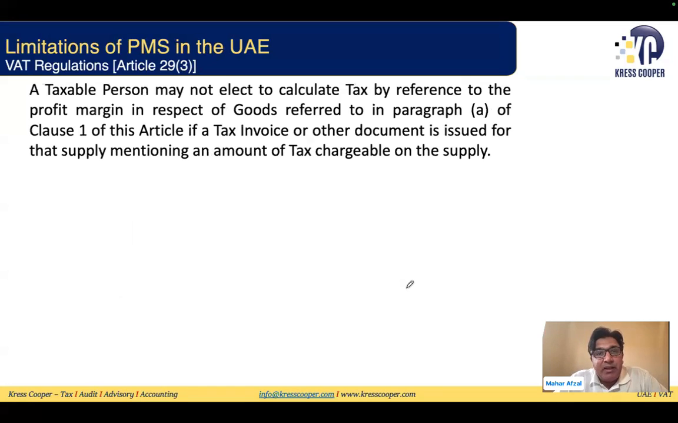Law requires that a taxable person may not elect to calculate tax with reference to the profit margin in respect of goods if the tax invoice or other document issued for the supply mentions the amount of tax. This is very important. If you are applying the profit margin scheme, you cannot issue a tax invoice showing the VAT on its face. You need to show only one lump sum value, and write one line at the bottom that the invoice is being issued under the profit margin scheme. If you issue an invoice which shows the VAT on its face, then you cannot apply the profit margin scheme.